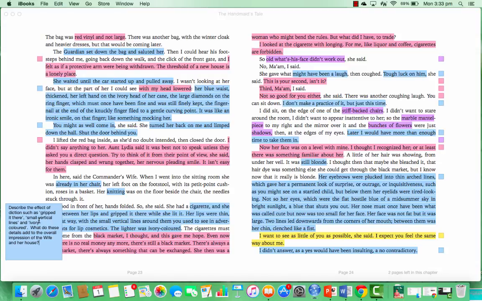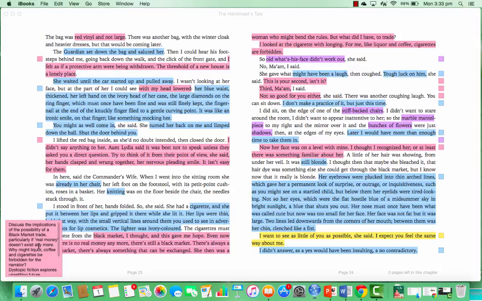Describe the effect of diction and images such as gripped there, small vertical lines and ivory coloured. What do these details add to the overall impression of the wife and her house? Discuss the implications of the possibility of a black market trade, particularly if real money doesn't exist anymore. Why might liquor, coffee and cigarettes be forbidden for the narrator? What circumstance might she be in?